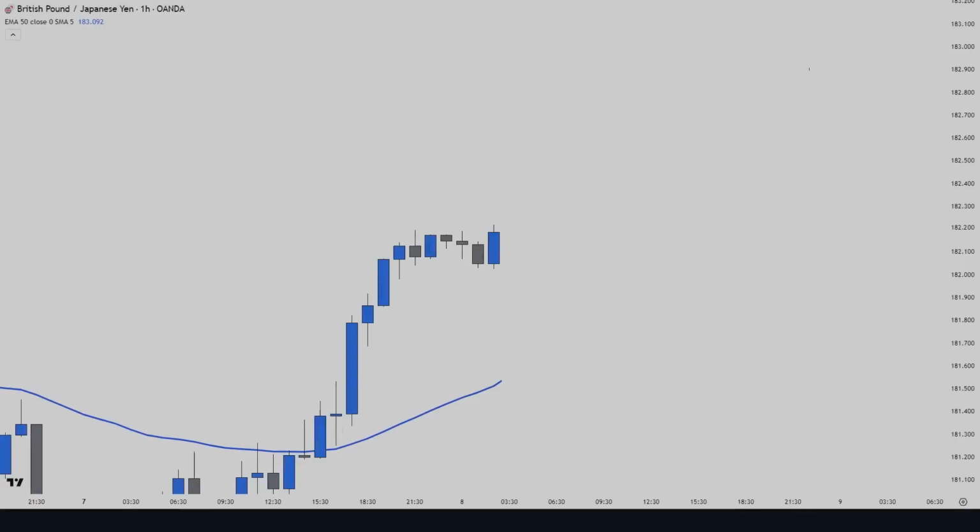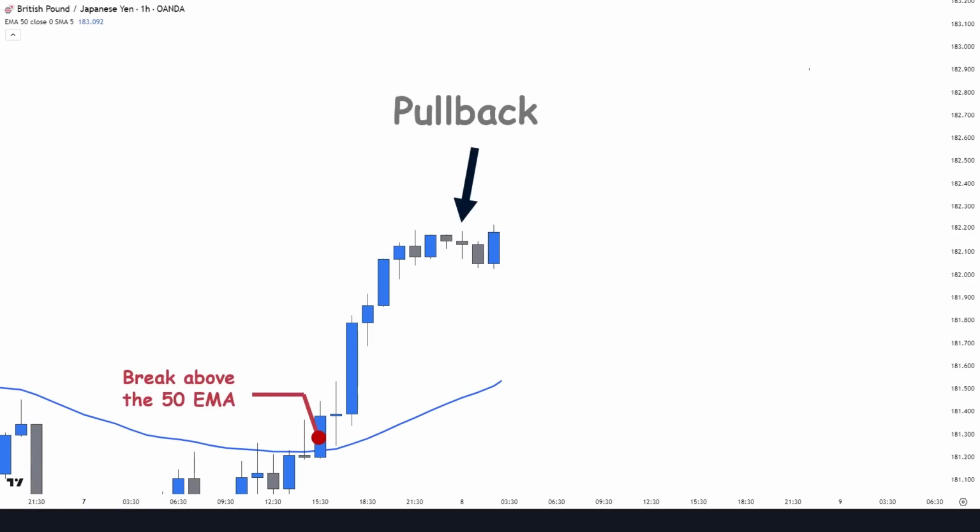Now, let's put things together and have some real chart examples. We have a bullish market on the pound-yen 1 hour's chart. Price is trading above the 50 EMA, and we have the 2 candlestick pullback. So all we have to do is wait for the market to print our candlestick entry patterns to enter a long position. Here, we have a valid entry reason.